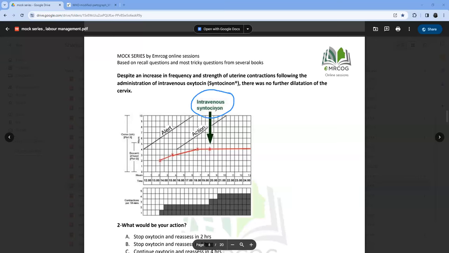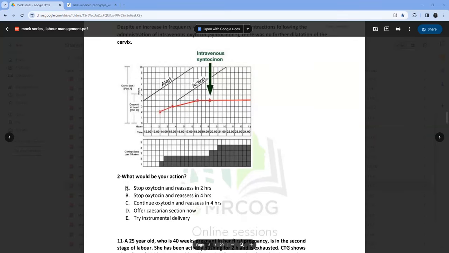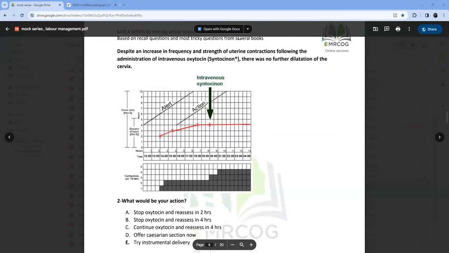For you in the exam, don't bother yourself about what has happened. This is your starting point when you think about the next step, the intravenous oxytocin. This is the master scene in this question, right? Starting the intravenous oxytocin. What happened after starting? Contractions increased, but still no further dilatation. We are still at 4. Okay, so what is the next? He is asking you about action. Take an action, please, based on what happened.